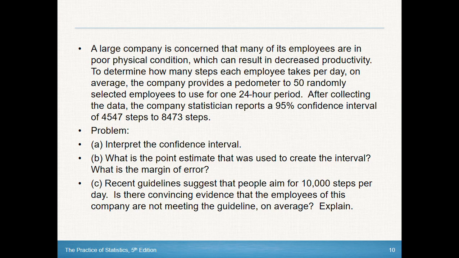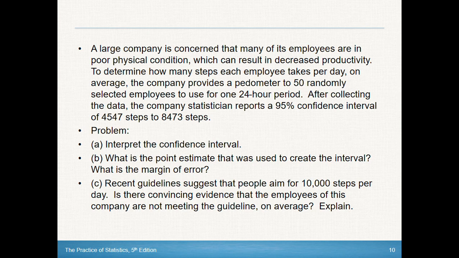So how would you interpret this confidence interval? Right? Because they're using a 95% confidence interval, we could claim that we are 95% confident that the interval from 4,547 to 8,473 steps captures the true mean number, in our case mu, of steps taken per day for employees at this company. And we're going to use that wording a lot. We are 95% confident that, whatever that confidence percent might be.